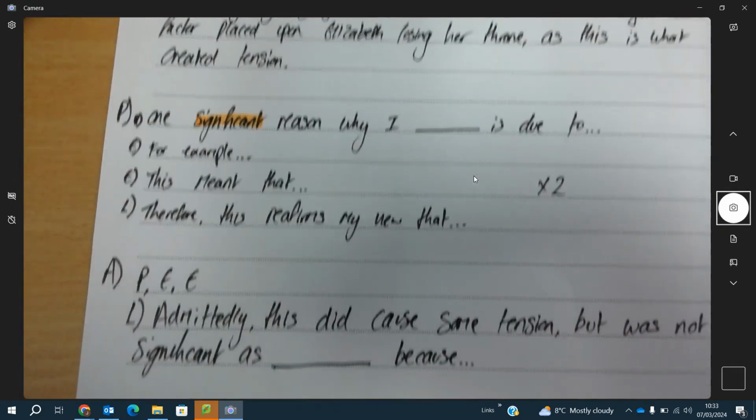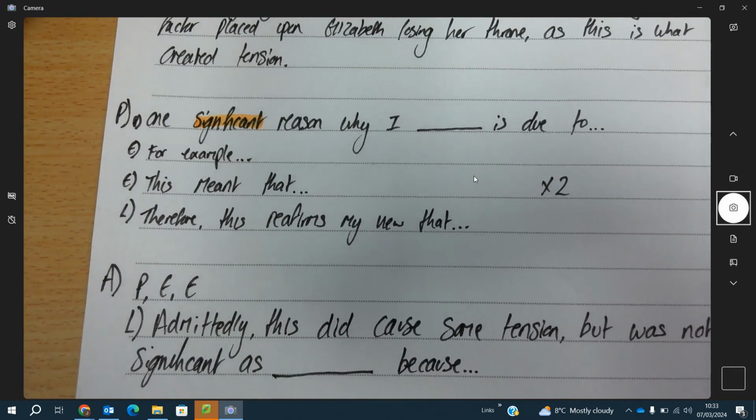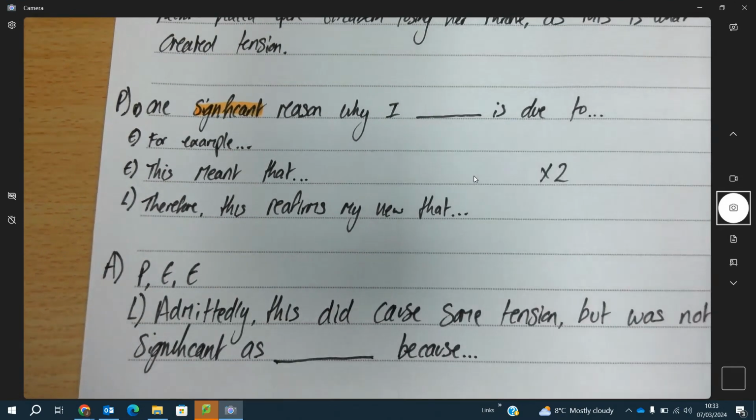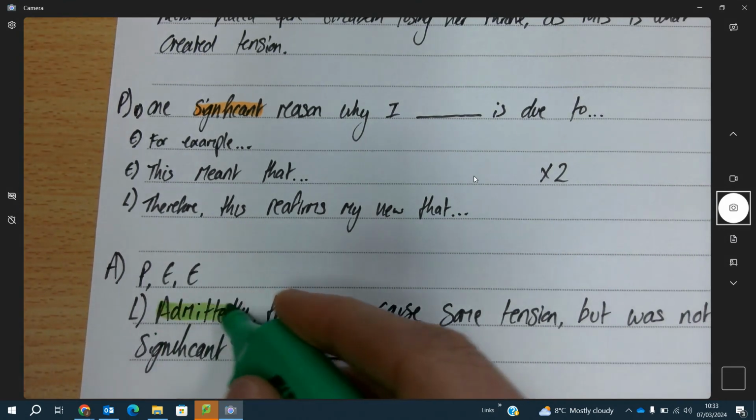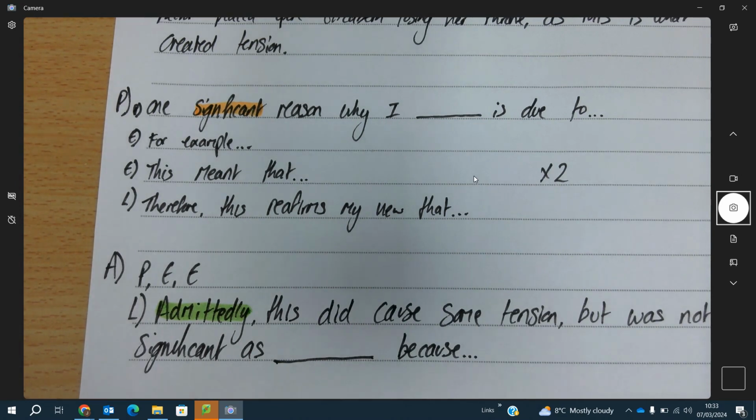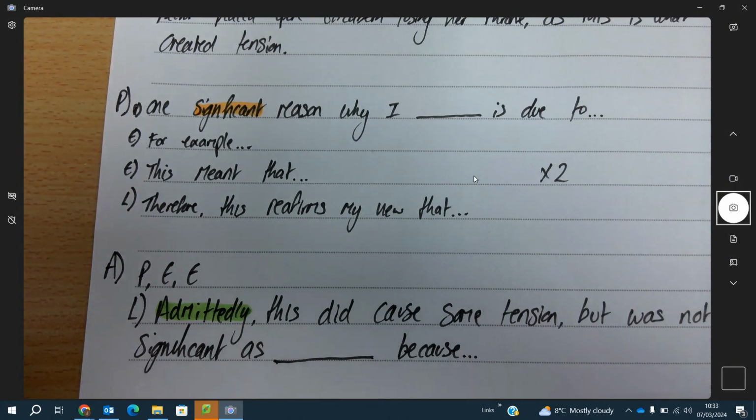So once again, we are just going to PEEL this: point, evidence, explain. On the other hand, some historians would disagree with me because of this thing. Here's what I know about this thing. This meant that. And then we've got our link back here. Now our link back is actually this time arguing against what we believe, right? Okay, so I'm going to use the word admittedly.